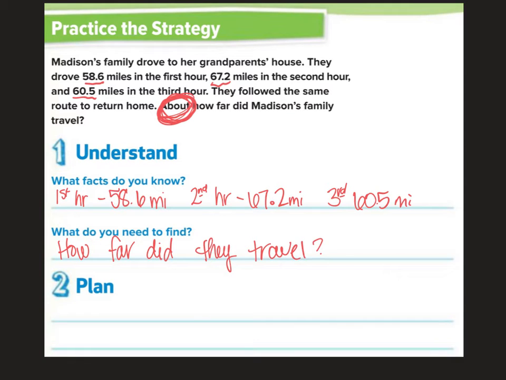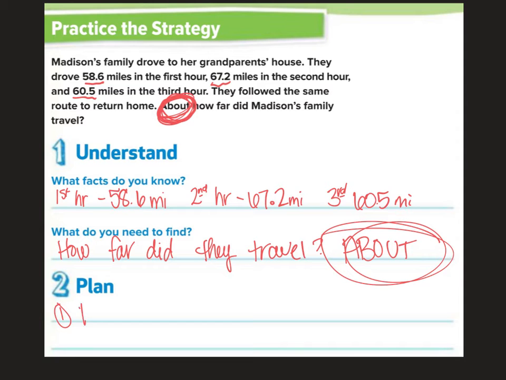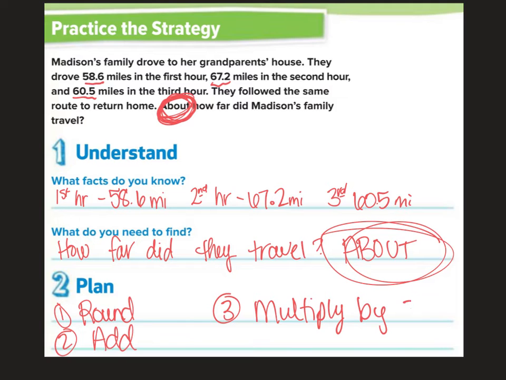And then we need to remember the word about. Okay, my plan. First step, I'm going to round to the nearest whole number, to the ones place, okay? Second step is we're going to add them. And then the third step, we're going to multiply by 2, right? Because they went that far one way and then they went the same distance back. So we have to multiply our total by 2.